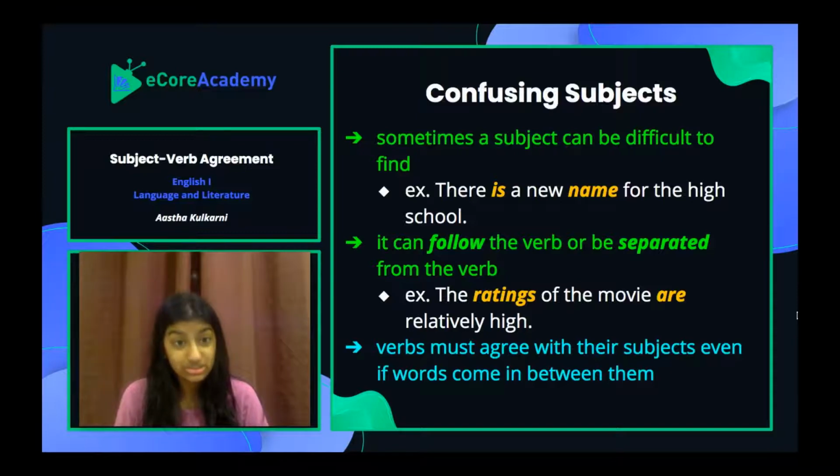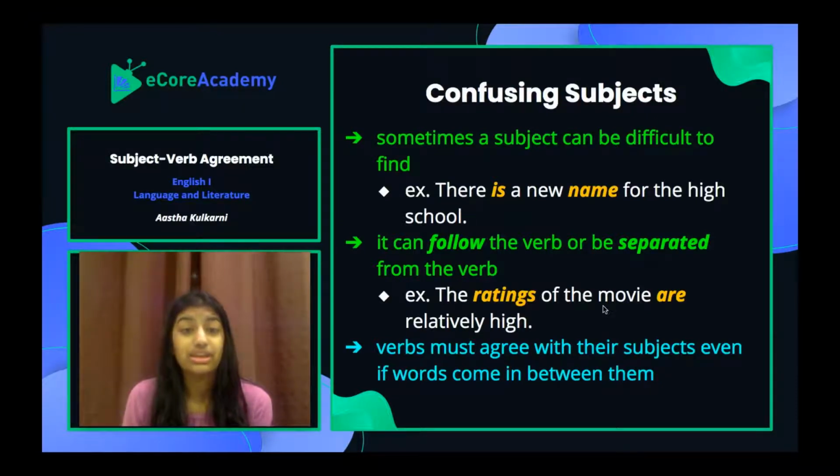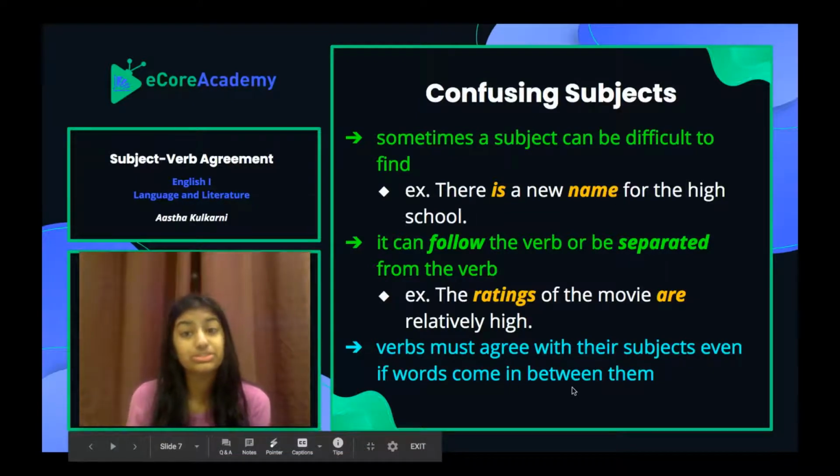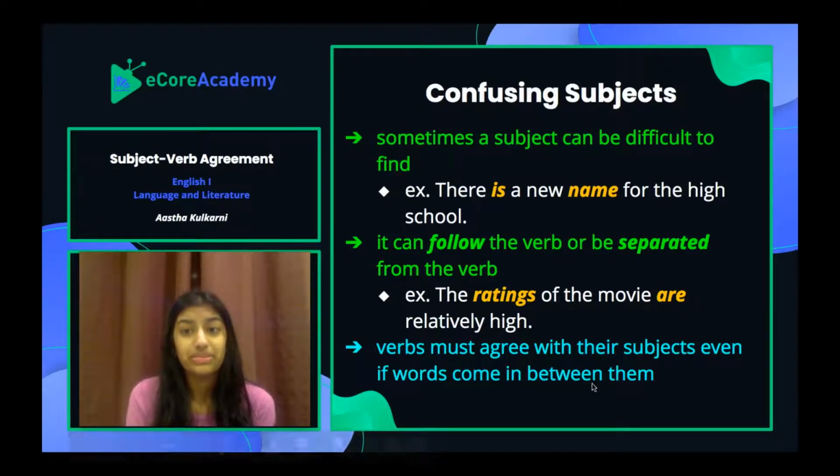Subjects can be confusing because they sometimes follow the verb or are separated from the verb, which tends to trip people up. As we can see in this example, the subject ratings is separated from the verb, which is are, by like 3 words. So you want to remember that even though the subject and verb can be separated sometimes, they still have to agree. As it says in the last one, verbs must agree with their subjects even if words come in between them. So you just want to be mindful of that.